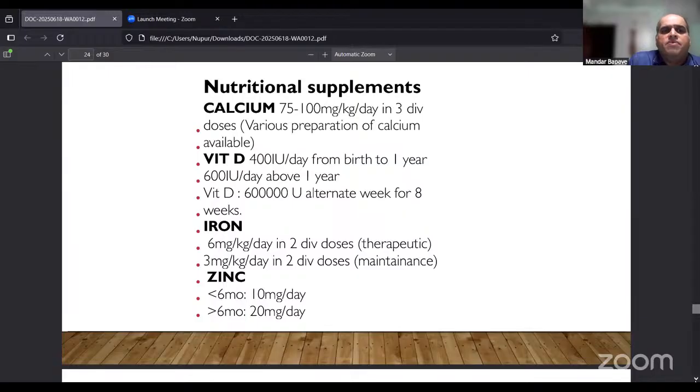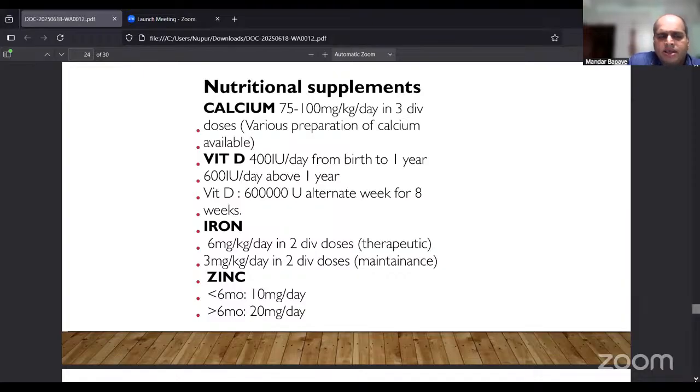About giving only vitamin D, as we all know, the recommended dietary allowance is 400 IU per day from birth to 1 year, and 600 IU above 1 year. And in vitamin D deficiency, the current recommendation, as far as I know, is 60,000 units given alternate week for 8 weeks.